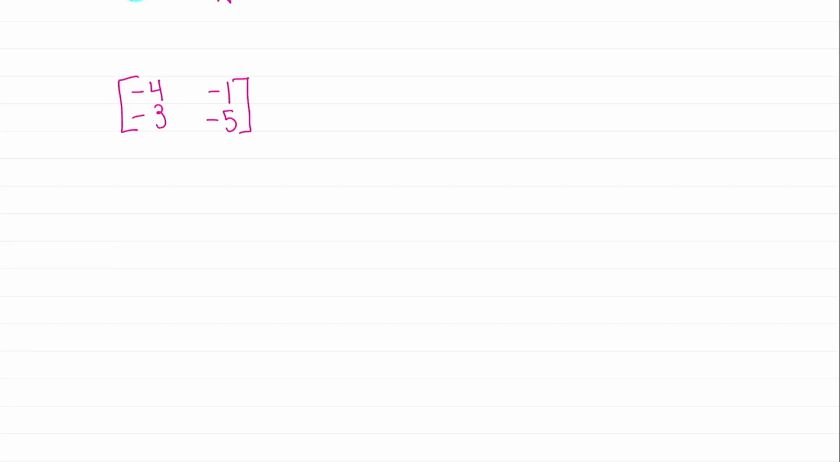Let's work out another problem. So we're going to have this element times this element, which is going to be -4 times -5. And then we are going to subtract this element times this element. So we're going to have +20 minus +3. So the determinant is going to be 17.